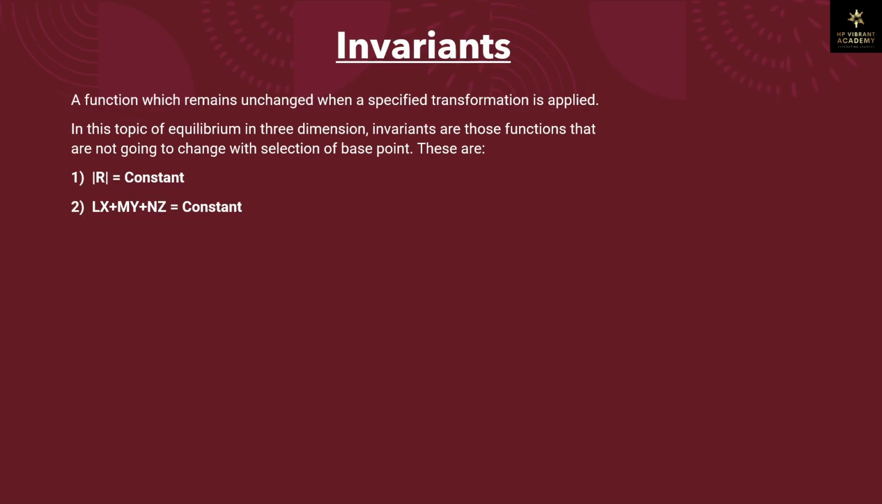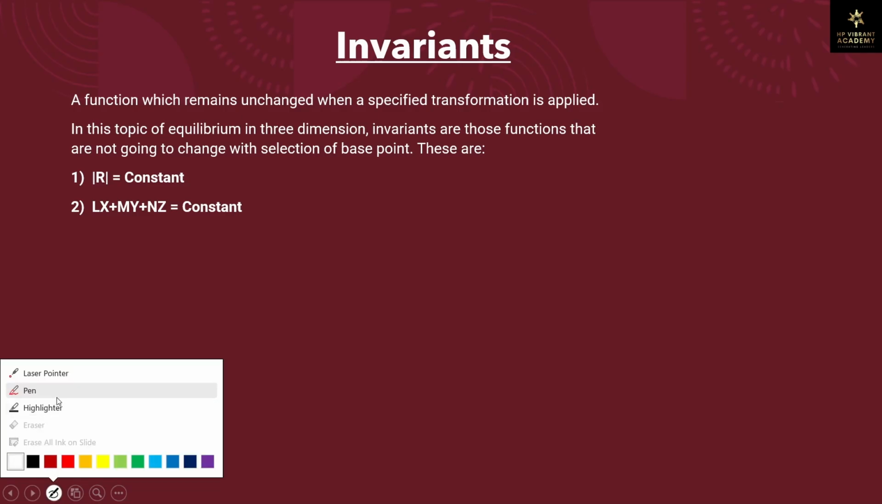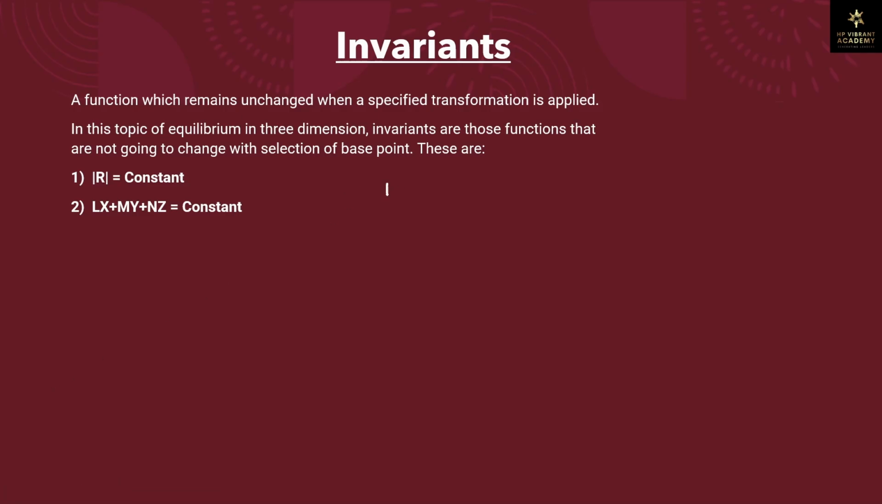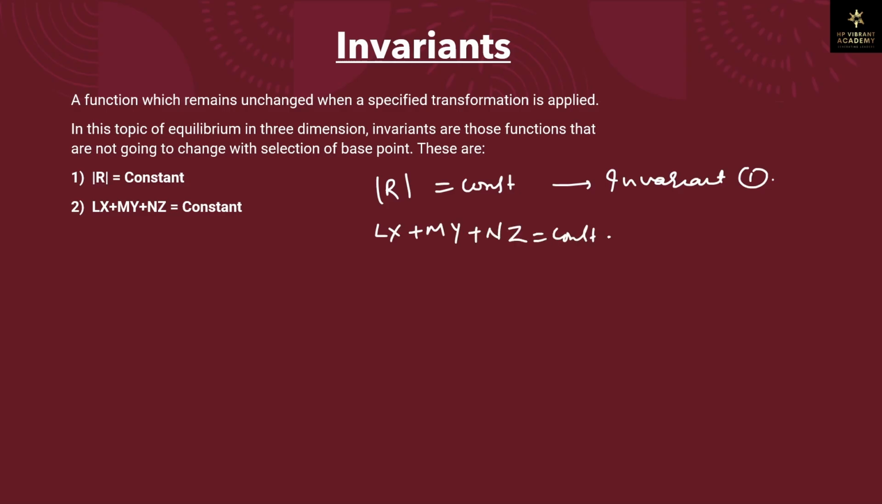Now let us discuss invariants. The first one is that the magnitude of the resultant is constant. This is invariant number 1. And we have Lx plus My plus Nz equal to constant. This is invariant number 2.